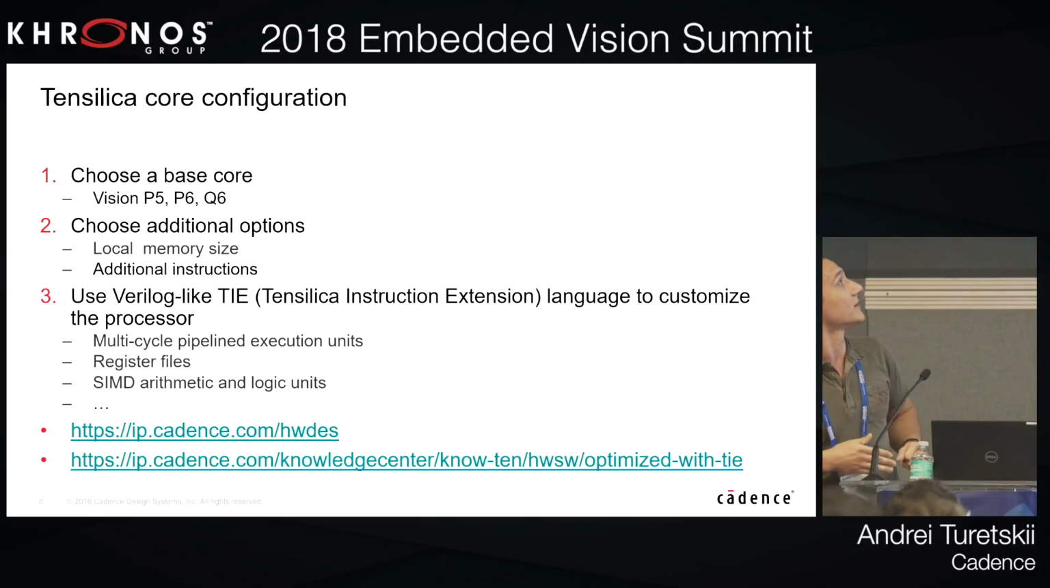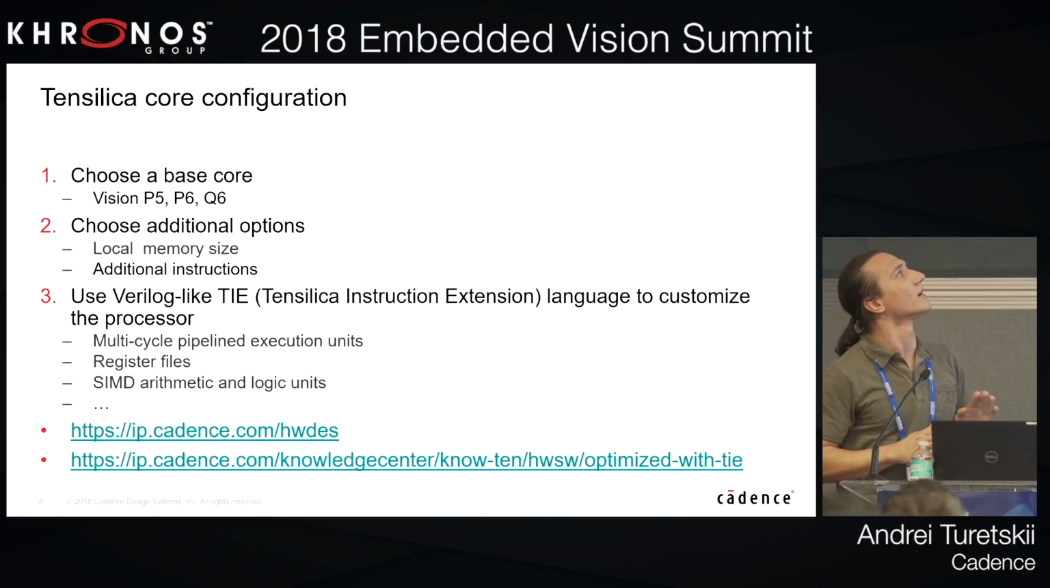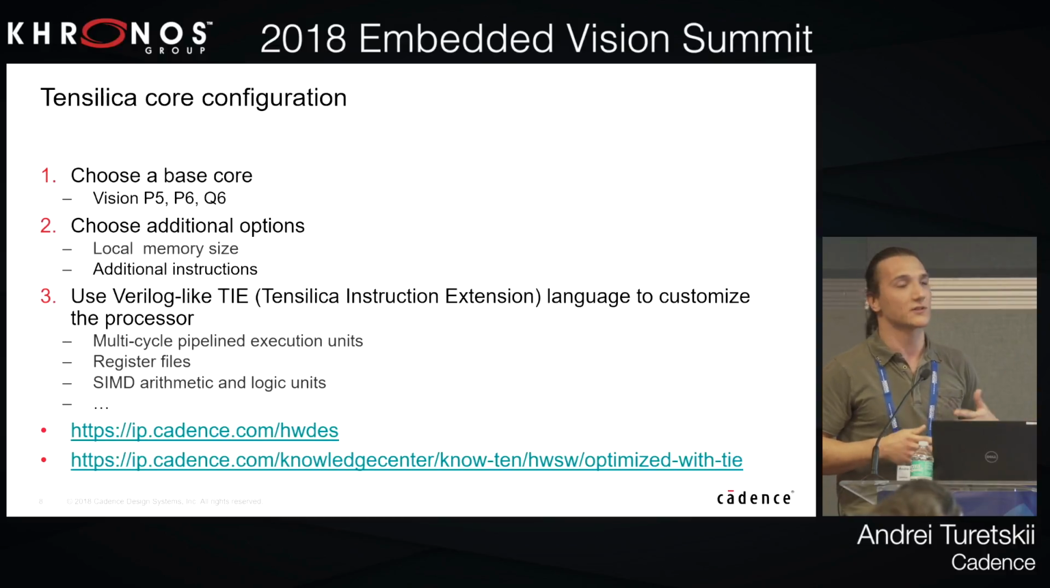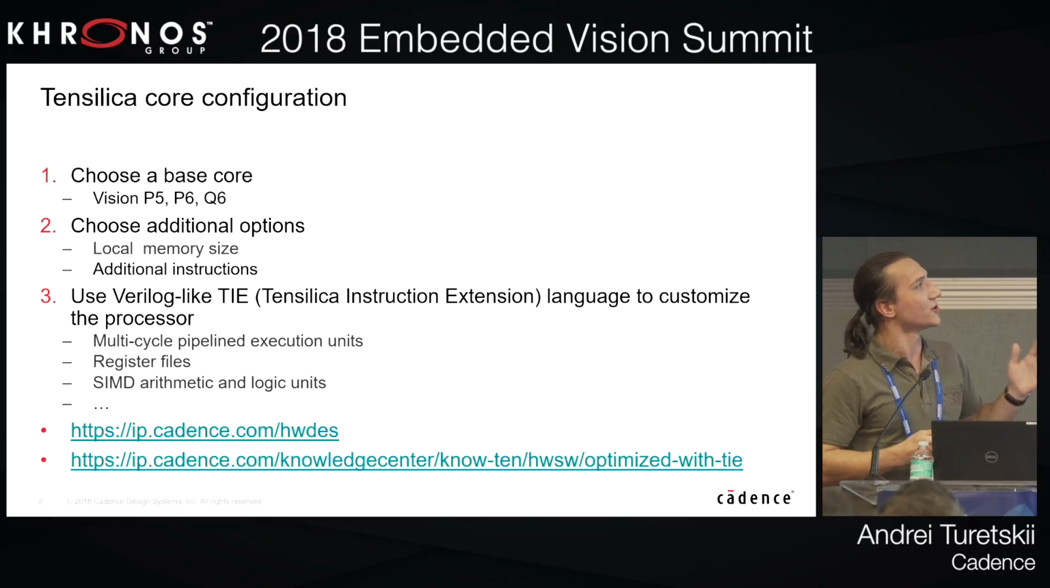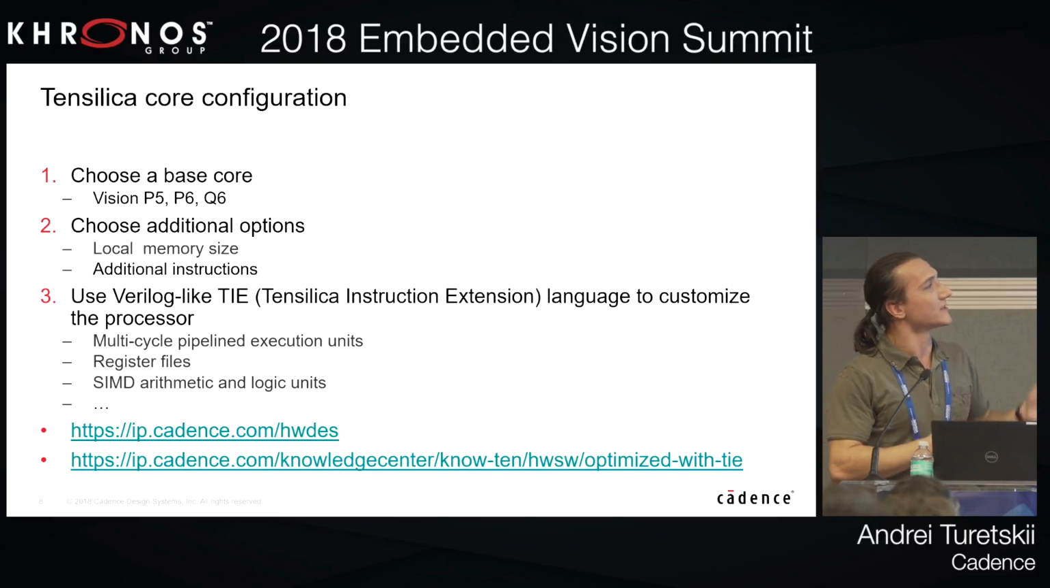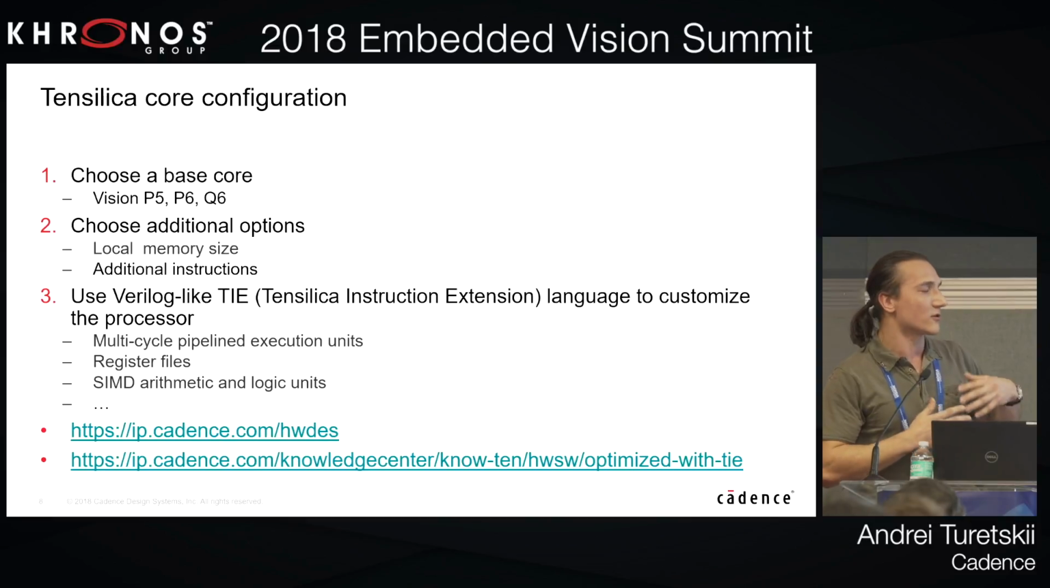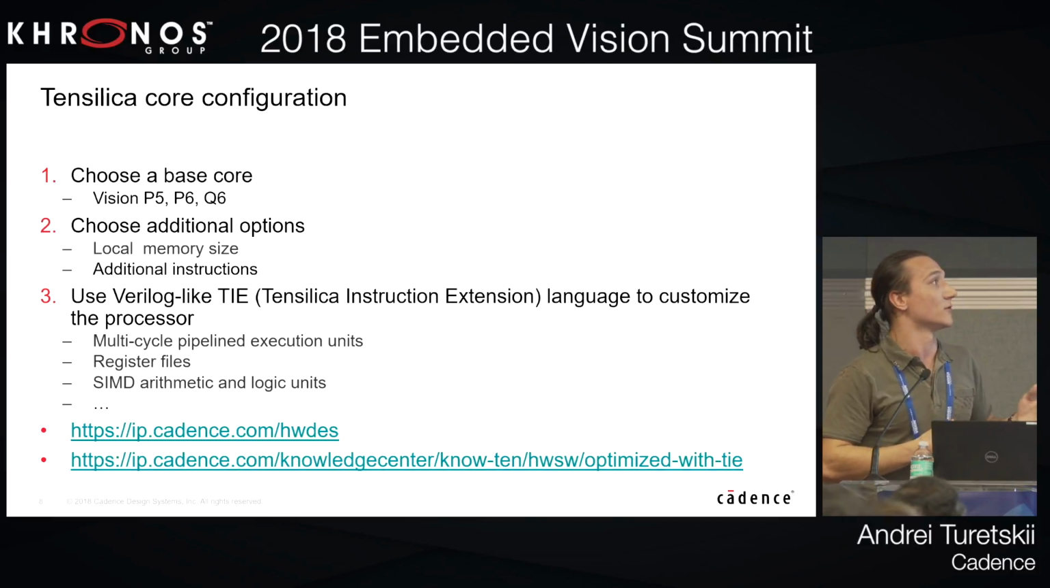And just the last slide. So how we configure the core. A developer can choose a basic core, for example, P5, P6, or Q6. Then they can add some additional options, for example, additional local memory size or additional instructions to execute the VCK algorithm faster. And finally, as I mentioned, using the TIE language to add some customized hardware to the processor, more complicated computational units, and so on.